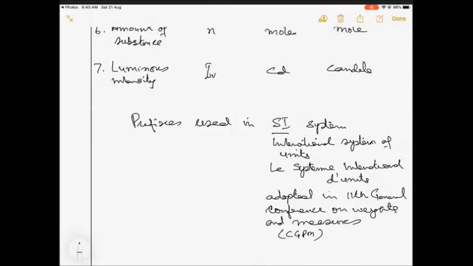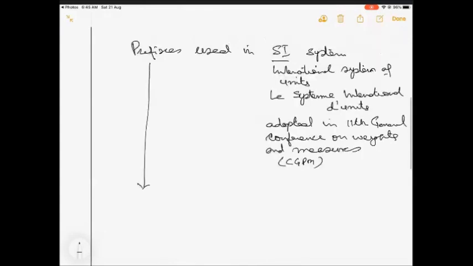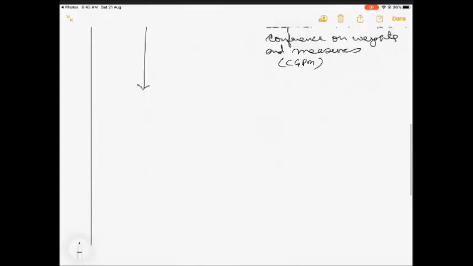So now the prefixes used in SI system. What are these prefixes? When I say prefixes used, we start with the lowest one. Again, I will be making a small table for you to make it understood. Prefixes used in SI system. Again, I give the heading. So we make 3 columns. First is, let us say, multiple.